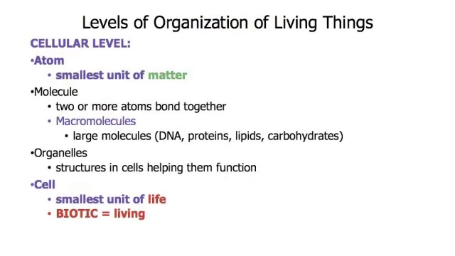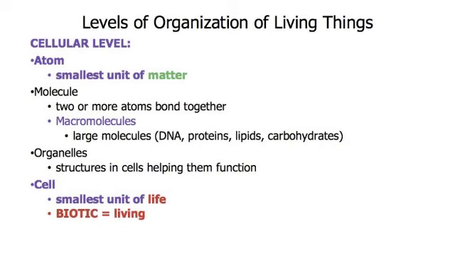And that brings us to the levels of organization of living things. So looking at this slide, we can see that the atom is the smallest unit of matter. And then a molecule is two or more atoms that are bonded together. So simply put, molecules are clusters of atoms. And then macromolecules, well, these are large molecules, and there are 4 macromolecules that you need to be familiar with. That's DNA, proteins, lipids, and carbohydrates.